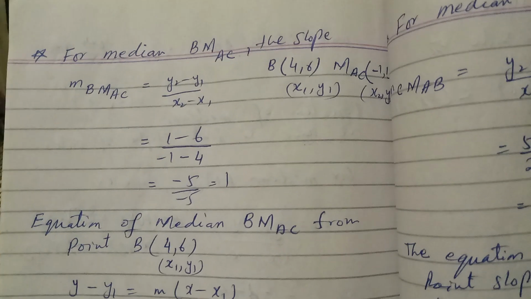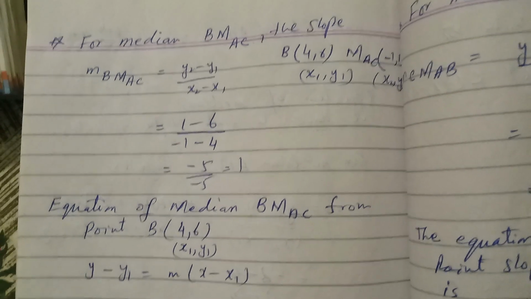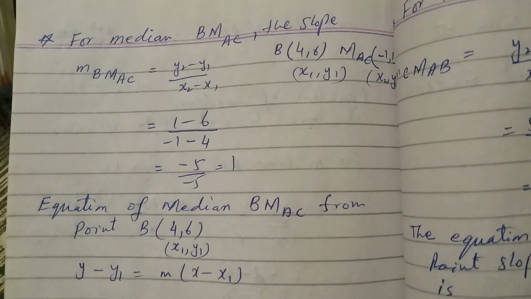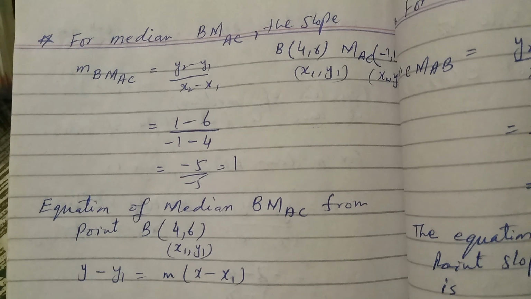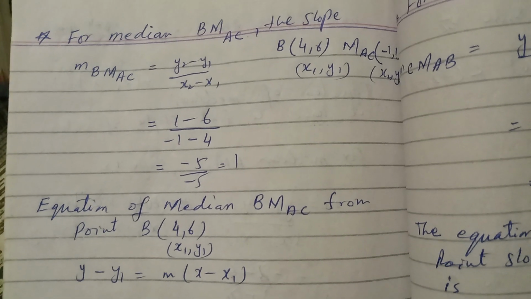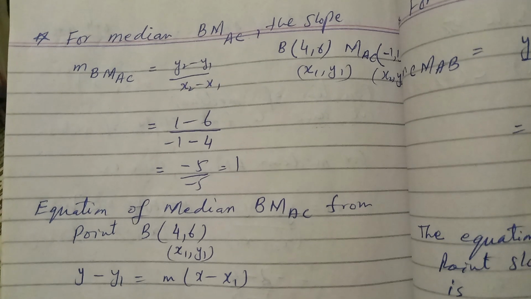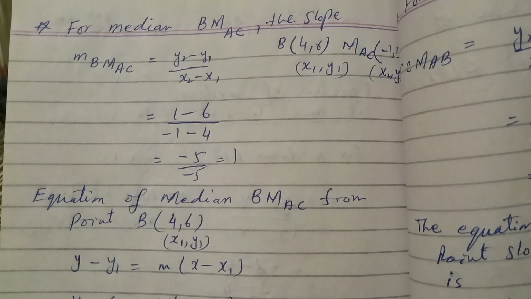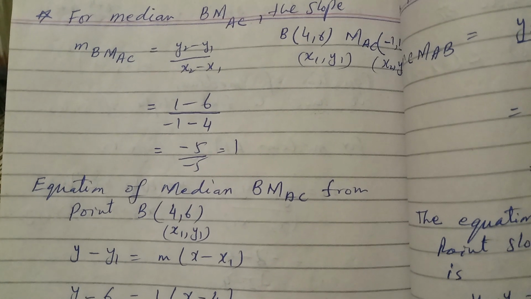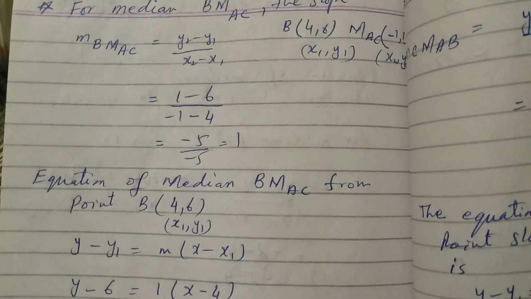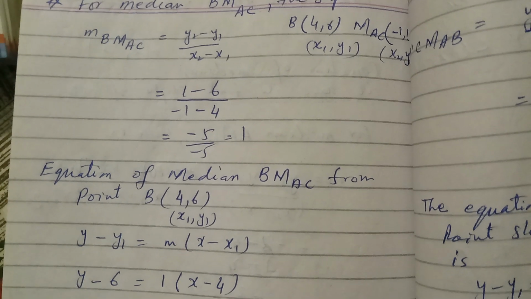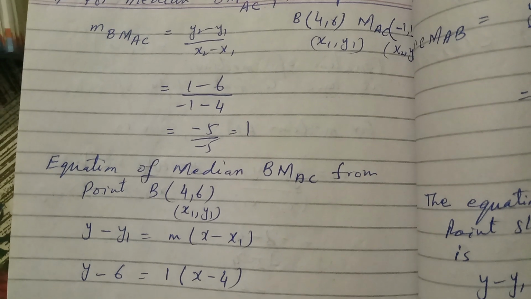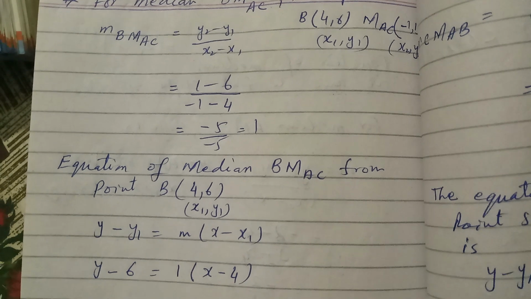Now for the median of B and the midpoint of AC, for the slope we have to use B and the midpoint of AC, that is x1 and y1. Formula used is y2 minus y1 over x2 minus x1. It will become 1 minus 6 over minus 1 minus 4. So our required answer is 1.